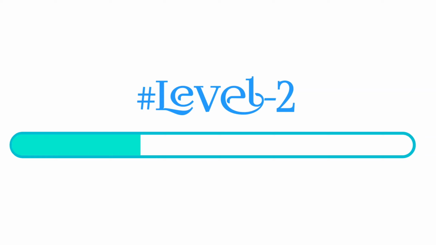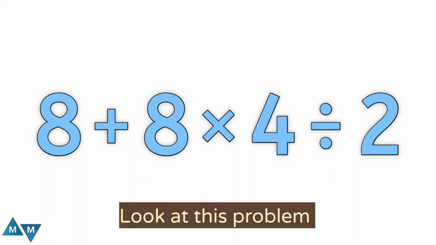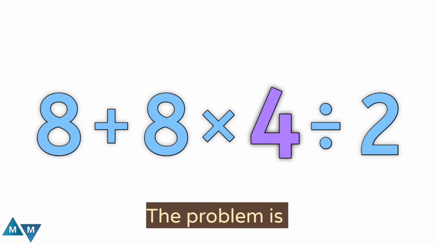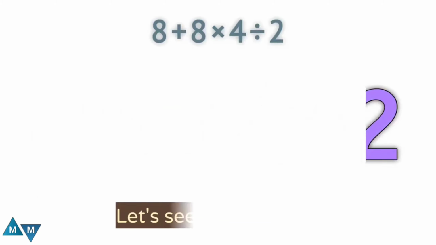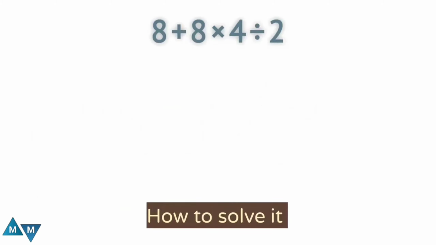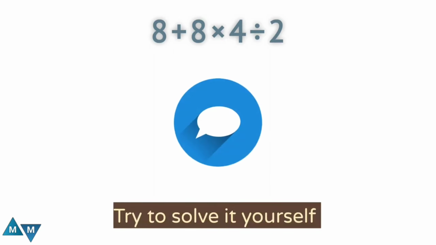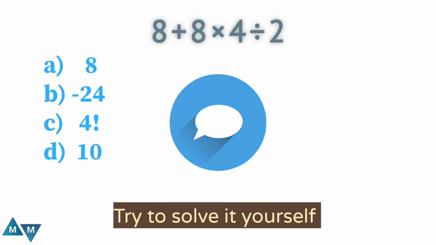So here is the second problem. Look at this problem. The problem is 8 plus 8 times 4 divided by 2. Let's see step by step how to solve it. But first, try to solve it yourself and comment below which of the following options is correct.